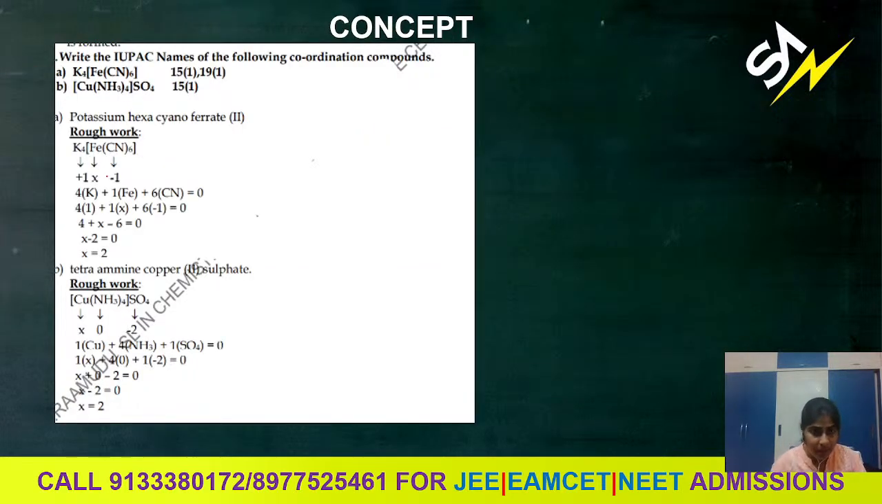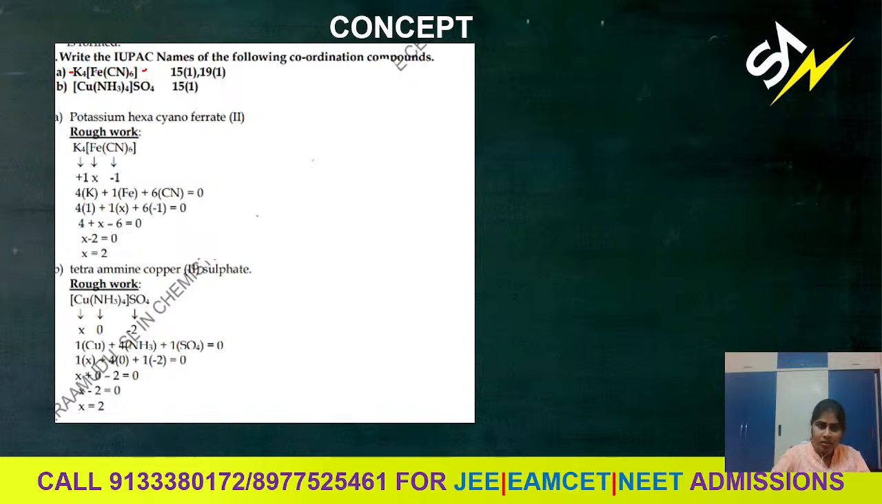And next you may expect questions regarding the IUPAC names. Here you have a few complexes. You can see here we have K4[Fe(CN)6]. There are certain rules to write the names of these complexes. If a question is asked in this way, first observe what is the central element. Here Fe is the central element.